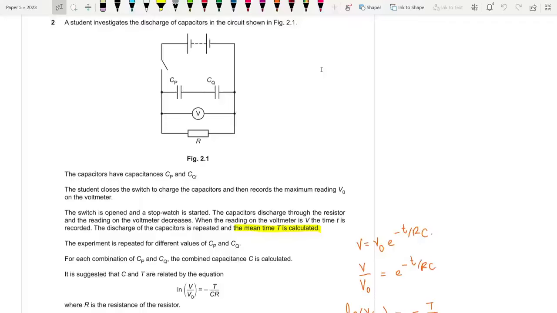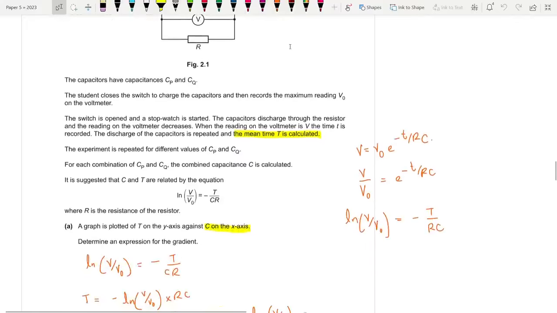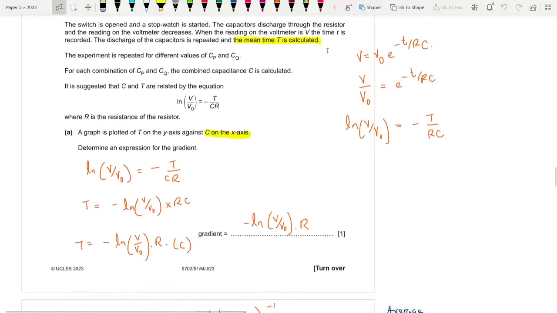The reading on the voltmeter decreases. When the reading on the voltmeter is V, the time t is recorded. Discharge of the capacitors is repeated and the mean time t is calculated. The experiment is repeated for different values of Cp and Cq. For each combination of Cp and Cq, the combined capacitance is calculated. It is suggested that C and T are related by the equation ln V by V naught is equal to minus T by CR, where R is the resistance, obviously. Now, a graph is plotted of T on the y-axis against C on the x-axis. All right. So we need to put T on the left-hand side.